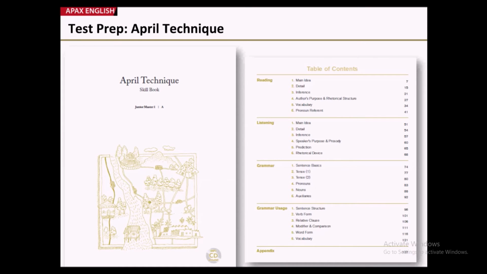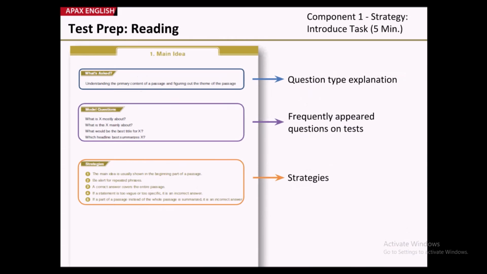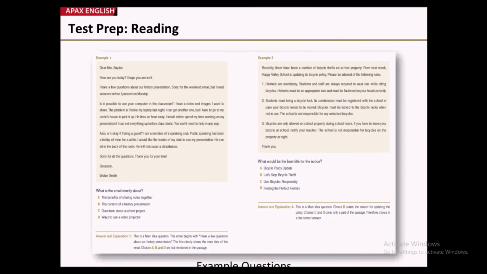Here we can see the skills book that students would have. On the right-hand side, a table of contents. Moving forward, each section is then further broken down into a 5-minute strategy section where you will examine the question type, frequently appeared questions and strategies for answering the questions. On the next page, you can look at some example questions with your students. Down the bottom of the page, the answers are explained.